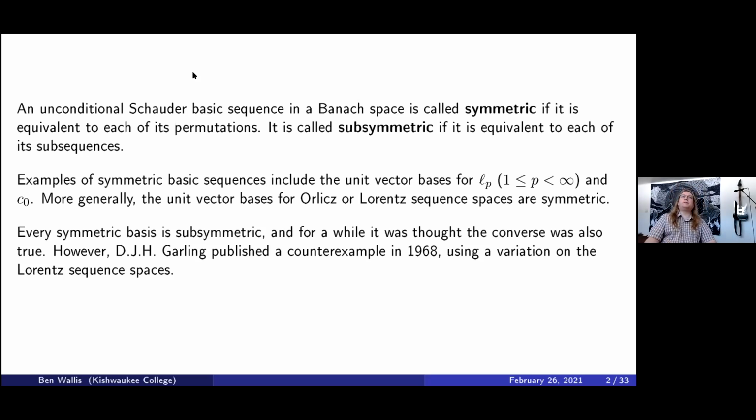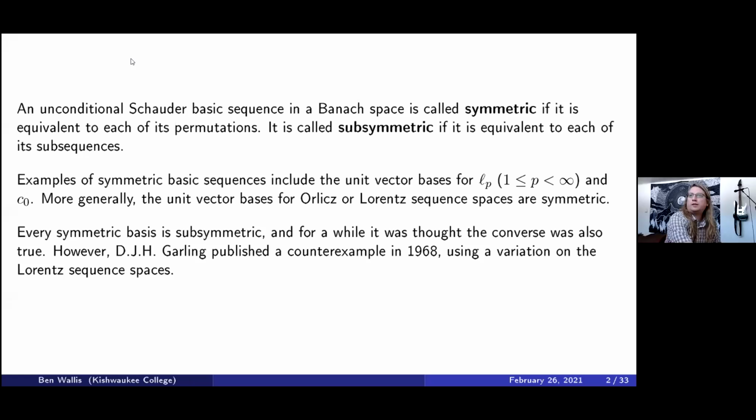Examples of symmetric basic sequences are the ℓp spaces, the canonical basis of the ℓp spaces, and of the c0 space. But there are others. Some Orlicz spaces do have symmetric unit vector bases, as do Lorentz sequence spaces, as we've just seen. Every symmetric basis is subsymmetric, and I wasn't around in the 60s, but for some reason people thought the converse was true, but then it turned out that no, it wasn't. Garling published a counterexample in 1968, and he used a variation on the Lorentz sequence spaces, and then these have been generalized. That's why they bear his name now, the Garling sequence spaces.